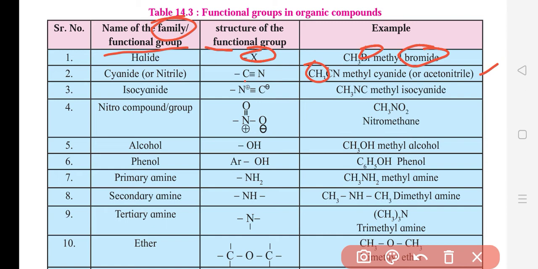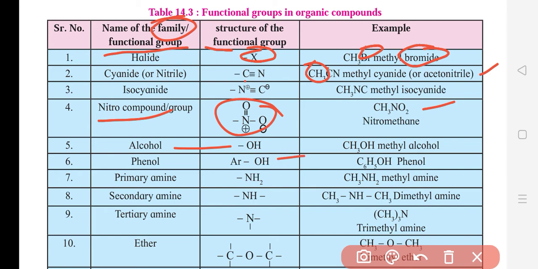Then the next one is a nitro compound. Nitromethane, NO2. Look at the structure of NO2, and it has been balanced and mentioned over here, nitromethane. Same as alcohol, we have already studied alcohol. Methyl alcohol is also called methanol.